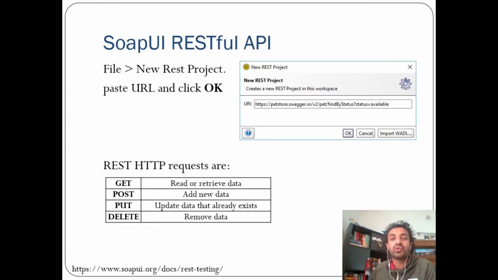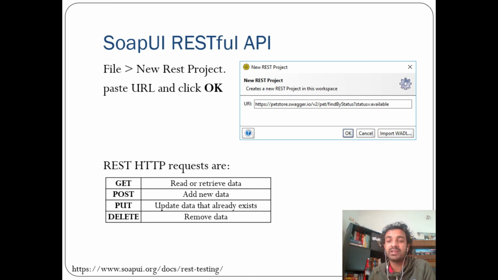Then next is SoapUI with RESTful testing. Again, this is very simple. You go to the file, select a new REST project for testing, paste the URL and click OK. And then you have the four types of features that you want to test: get, post, put, and delete. Get is for reading and retrieving the data. Post is for adding new data. Put is for updating the existing data, and delete is for removing the data.